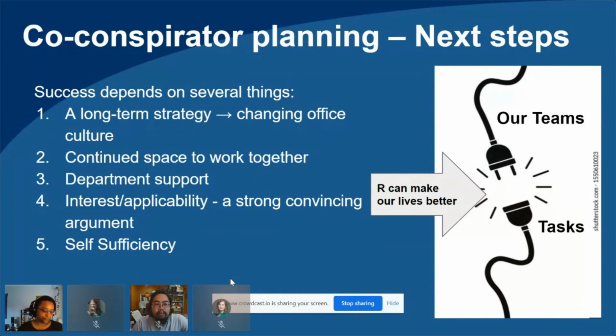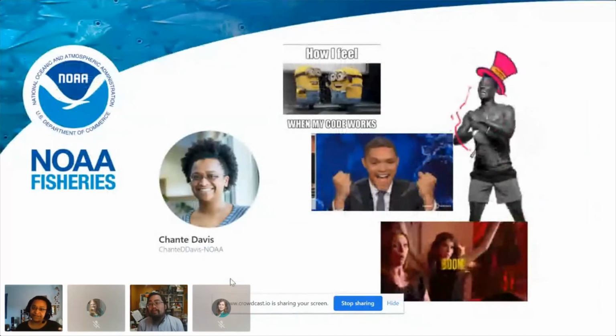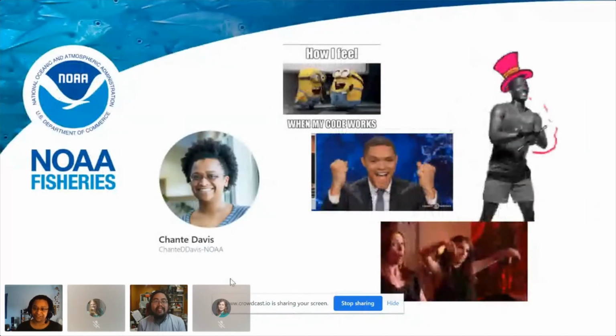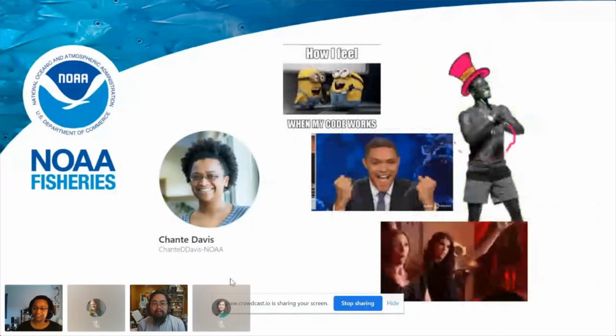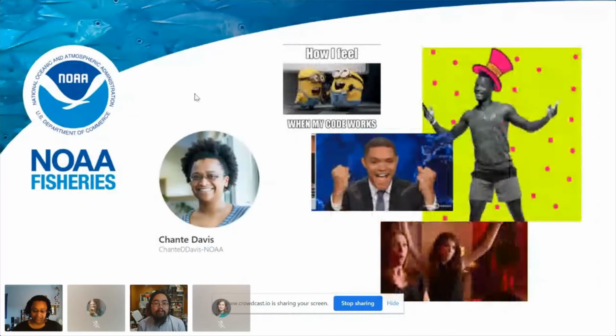So I'm going to circle back to Kate's "don't R alone." That is this continued working together. And I think I'm running out of time, so I'm going to wrap that up here and say that this is how I feel when my code works. We are super excited. We can come back to our coding and have things not break. So that is what I have today.